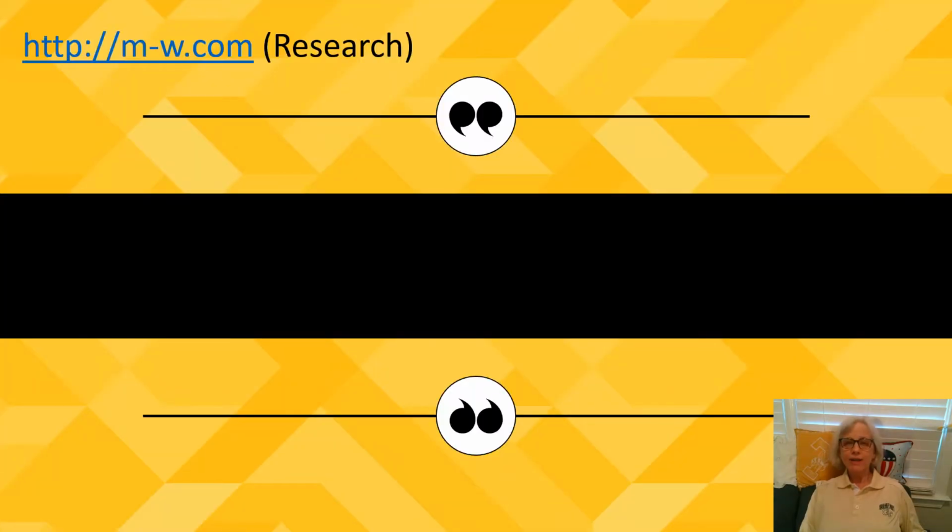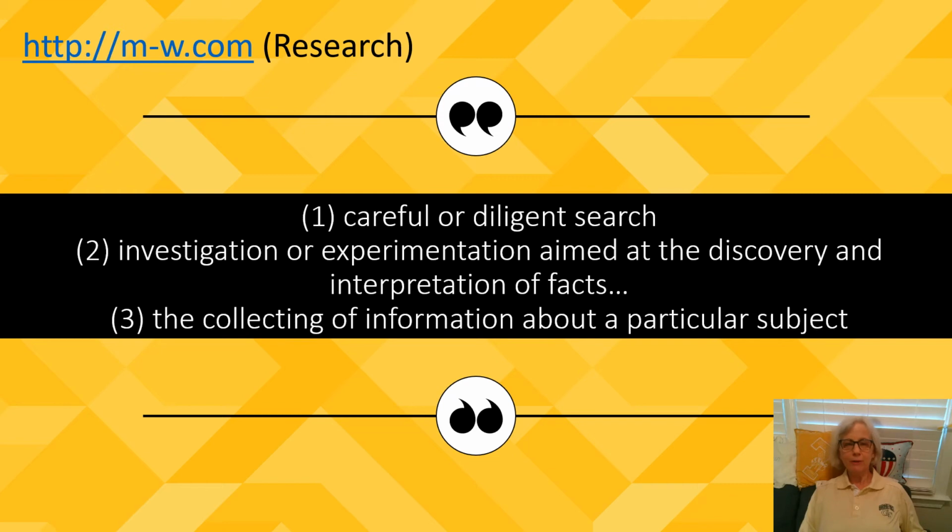Here are 3 definitions of research from Merriam-Webster Online. 1. Careful or diligent search. 2. Investigation or experimentation aimed at the discovery and interpretation of facts. And 3. The collecting of information about a particular subject. All 3 of these definitions apply to how we define research in the context of learning more about information systems in business and academic contexts.